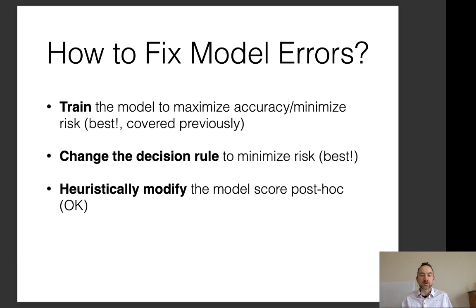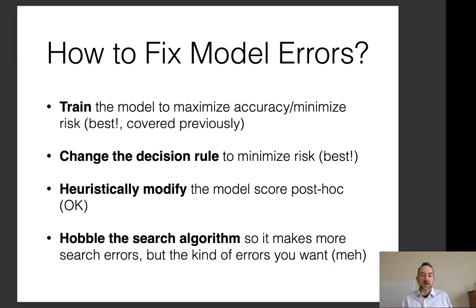Another way to do this is to heuristically modify the score post hoc, and I'll talk about a few ways we can do this in a second. This is kind of okay in my opinion. It's not the best way to do things, but it's rather convenient because you don't need to train your model or modify your search algorithm very much. Another way is to hobble the search algorithm so it makes more search errors, but the kind of errors that you want. I'm not a huge fan of doing this because it can lead to unpredictable results and entangle model improvements and search improvements, but it is a common strategy, so I think it's worth knowing about it and thinking about the implications.